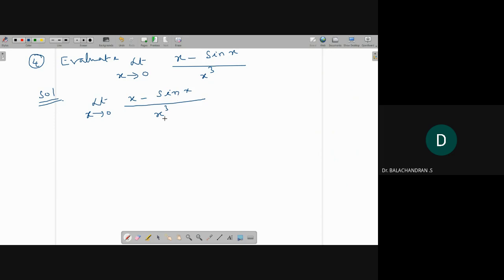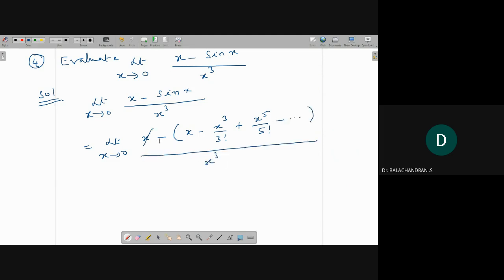Okay, limit of (x minus sin x) by x cube. This is equal to limit x tends to 0 of x minus, what is sin x? x minus x cube divided by 3 factorial plus x power 5 by 5 factorial minus and so on, divided by x cube.